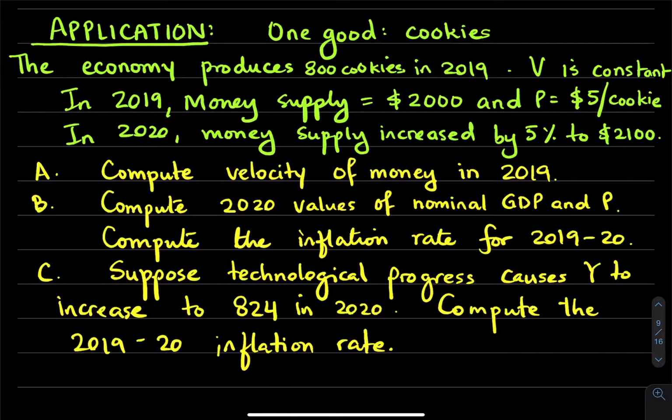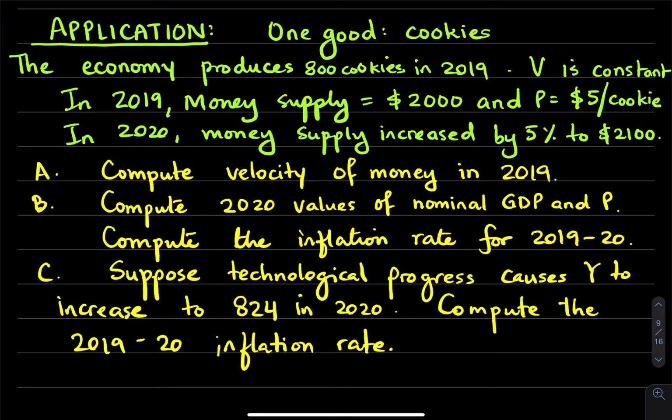This is an application of the quantity theory of money and applying the quantity equation to solving numerical problems. In this question, we're given only one good, which is cookies, which is what the economy is producing. The economy produces 800 cookies in 2019 and velocity of money is constant. In 2019, money supply is $2,000 and the price level is $5 for a cookie.